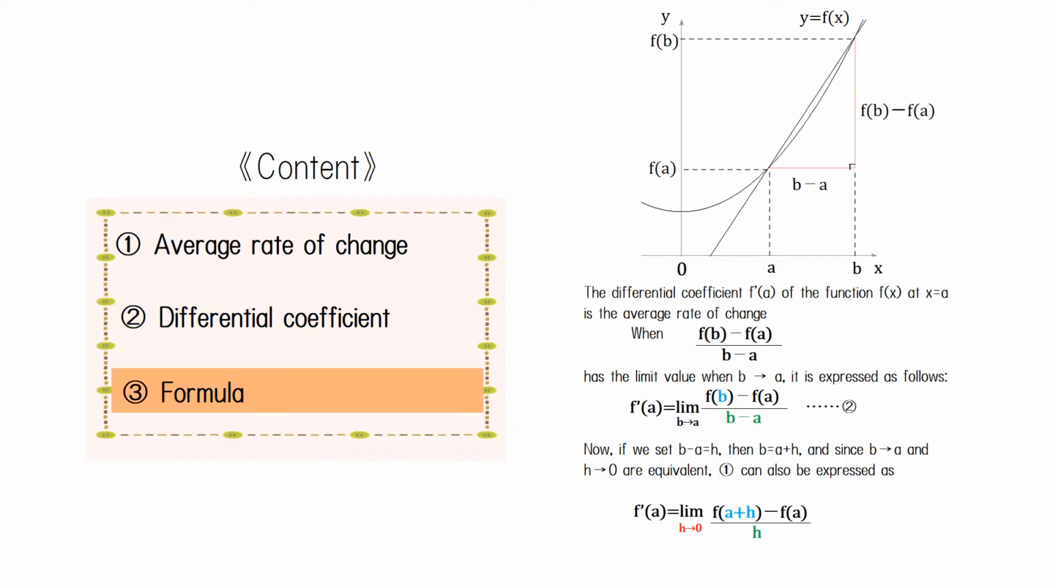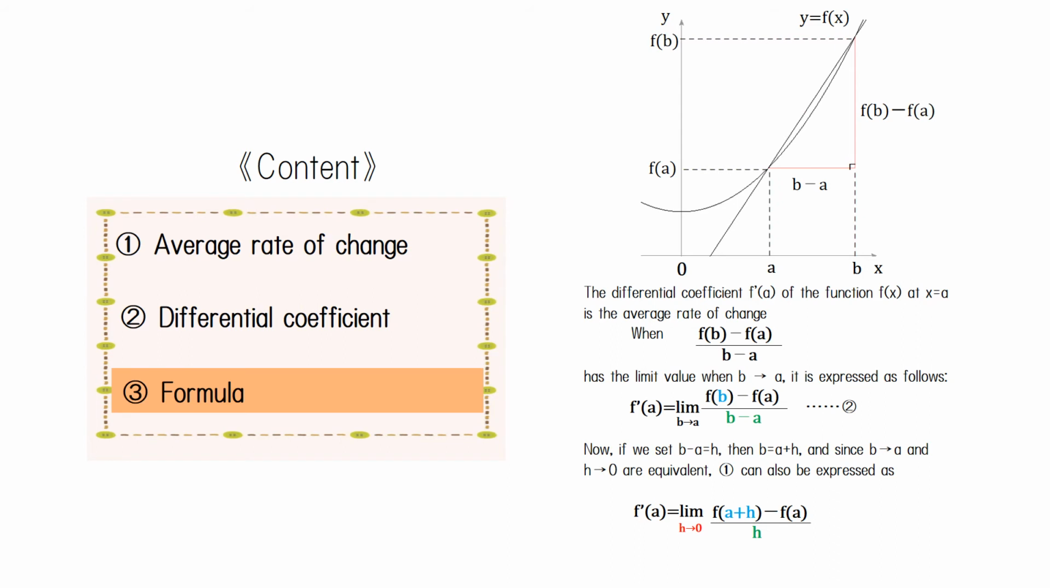Formula. The derivative coefficient f prime of x of the function f of x at x equals a is the limit of the average rate of change y as b goes to a, and is expressed as follows: f of b minus f of a divided by b minus a.